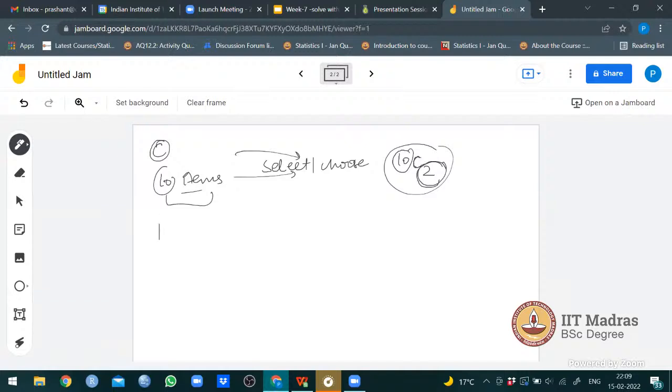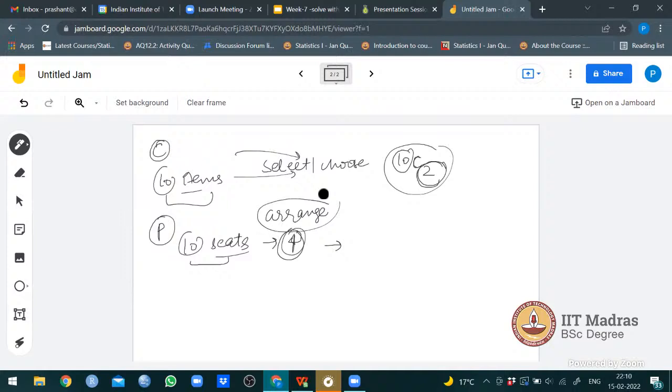And permutation is something different. Suppose you have 10 seats and you have to arrange 4 people. When there is a term like arrange, then permutation will be used, because in permutation order matters. It will be 10 into 9 into 8 into 7, which is nothing but 10P4.